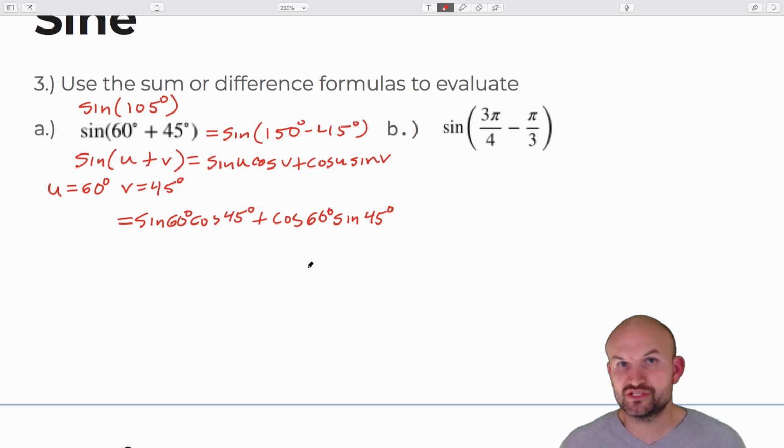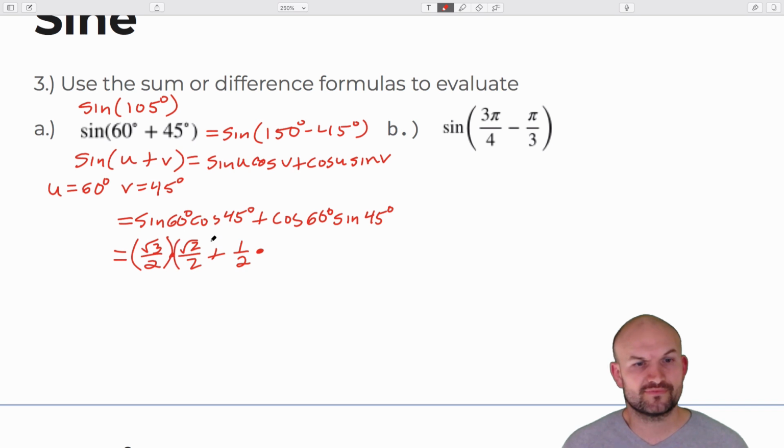Here's where it comes down to knowing the unit circle, and where a lot of people will make their mistakes. Even if they know the unit circle, they'll just make mistakes. So we have sine of 60 degrees, that is going to equal the square root of 3 over 2. We have the cosine of 45 degrees, which is going to be the square root of 2 over 2. Plus the cosine of 60 degrees, that's going to be 1/2. And let's just use parentheses here. And then the sine of 45 degrees, which is going to be the square root of 2 over 2.